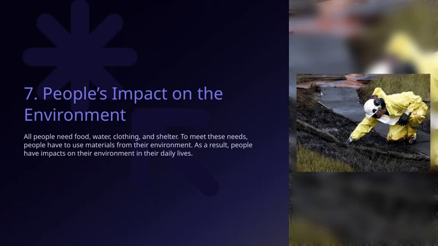People's impact on the environment is a really important part of understanding how our daily lives are connected to the natural world. All of us need basic things like food, water, clothing, and shelter to live and thrive. To get these essentials, we often have to use materials from our environment, whether that's farming land, water sources, or natural resources. Because of this, our everyday activities, like farming, building, or even just using water, can have significant effects on the environment. It's crucial to realize that even small, everyday choices can add up and cause impacts such as pollution, deforestation, or resource depletion.